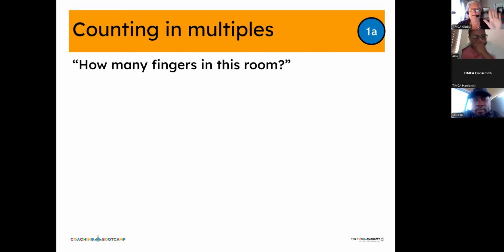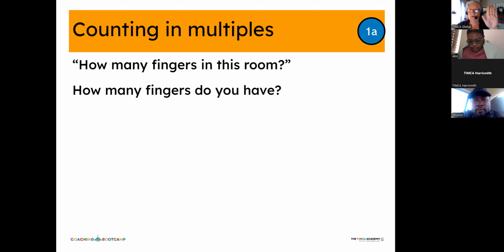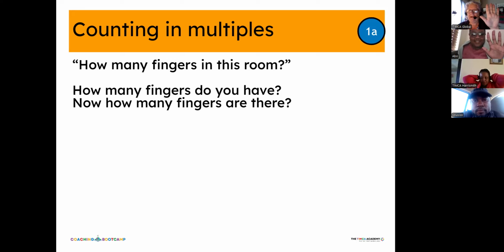Okay. So then we would ask another child to stand up. Abo, will you put your hand up, please? Okay. So, how many fingers have you got, Abo? 5. Okay. How many fingers are there all together now? 10. Okay. All right.